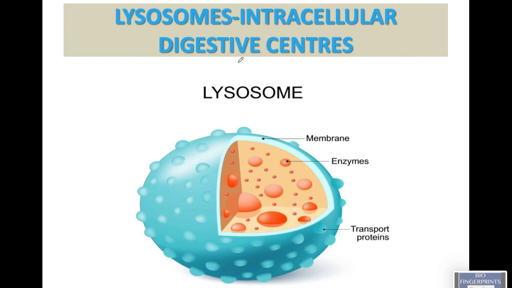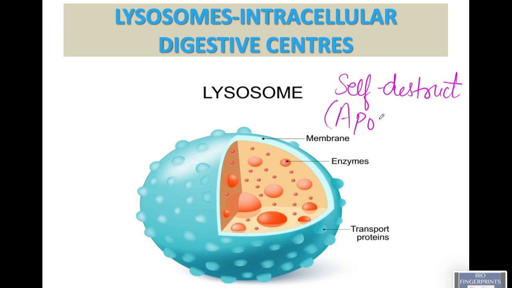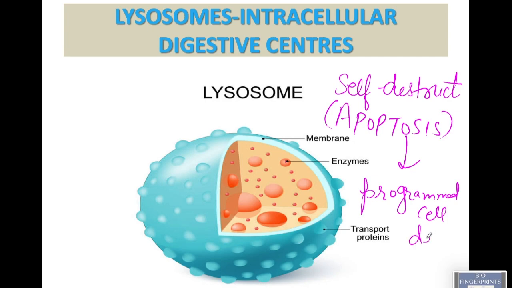And yes, if a cell is fully damaged, it means it cannot be recovered or repaired. Then lysosomes help it to self-destruct. This process of self-destruction is known as apoptosis, which is also known as programmed cell death. Therefore, they are also known as suicidal bags.